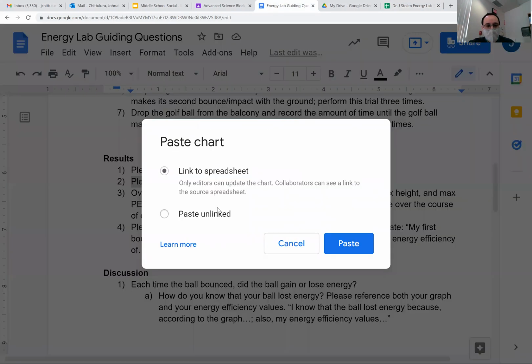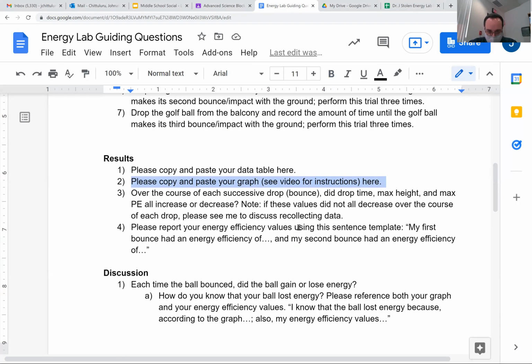And then you Control V, right? And you can paste it linked or unlinked, whatever you want, probably linked. And you paste it in, but I'm not pasting it, okay? So next, I'm helping you with two really good sentence starters, okay?